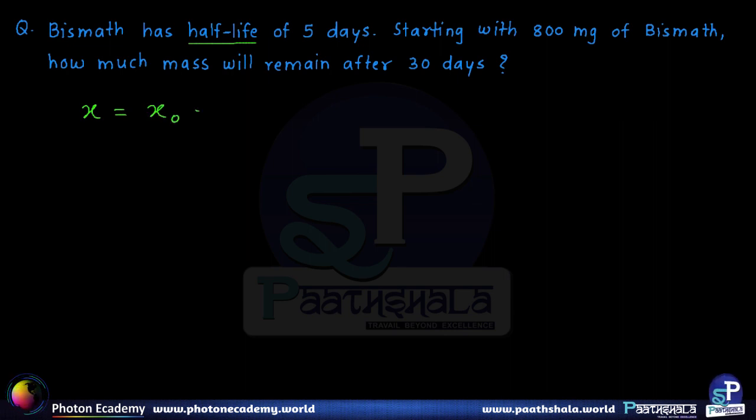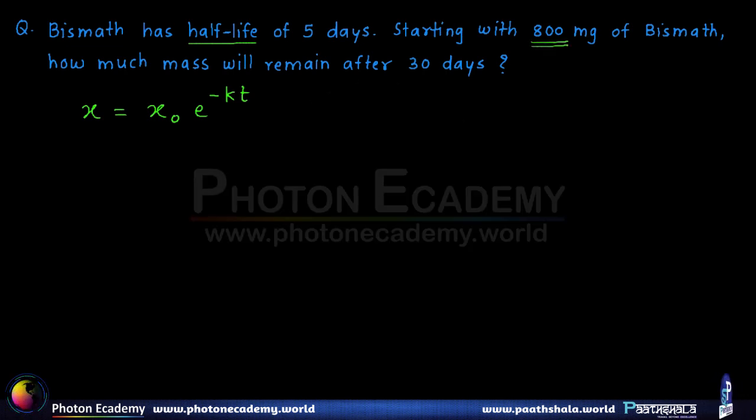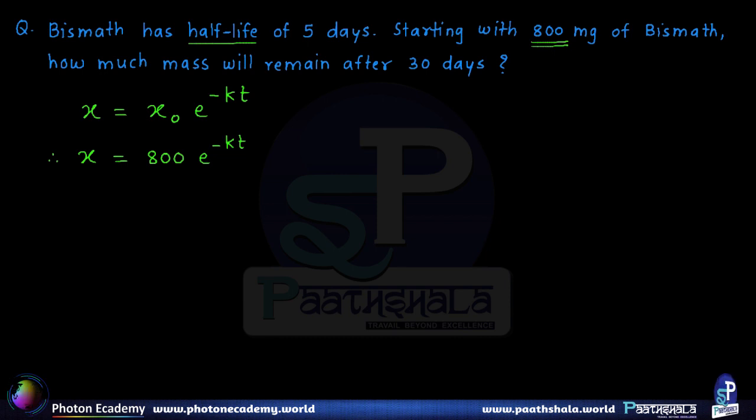Alright, so here let us write down the general solution of exponential decay. Now since it's a decay, note that we have used the minus sign. Now it's given that starting with 800 milligrams, so our initial quantity x0 is 800. So therefore we have x is equal to 800 into e raised to minus kt. Now it's been asked how much mass will remain after 30 days, for which we have to make use of the given condition, that is half-life is 5 days.